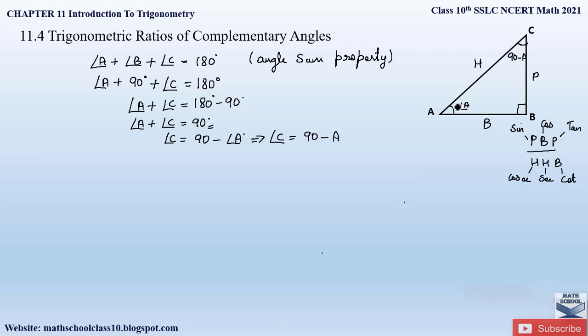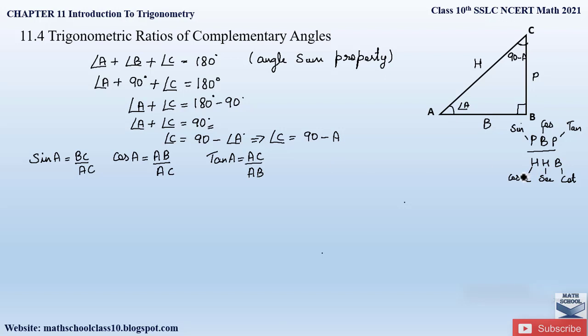As we are finding the trigonometric ratio for this angle A, so this angle A is at the base. So sine A will be equal to how much? Perpendicular by hypotenuse. So our perpendicular is what? BC, and hypotenuse is AC. So it is BC by AC. Similarly, what will be cos A? Cos A will be base by hypotenuse, which is AB by AC. Tan A will be perpendicular by base, which is BC by AB.